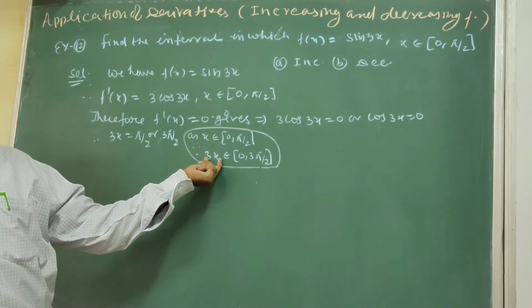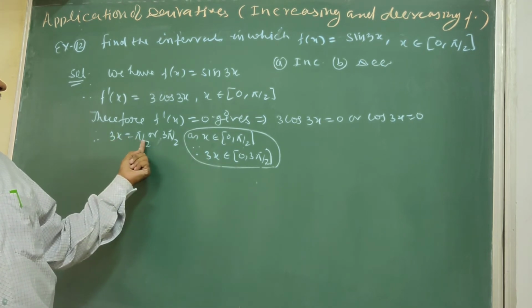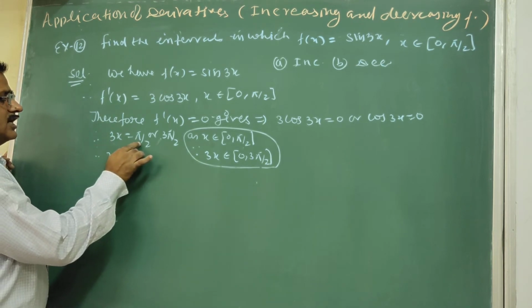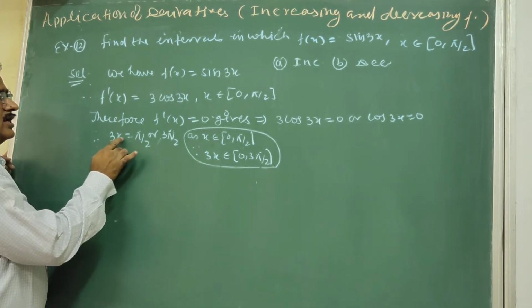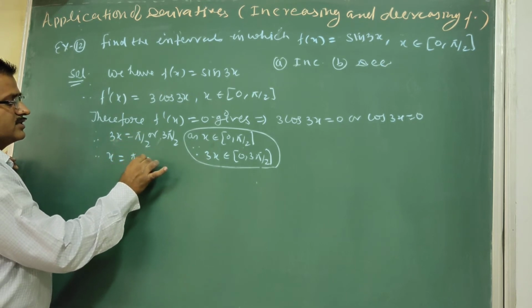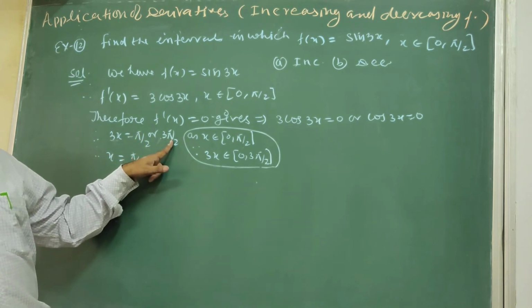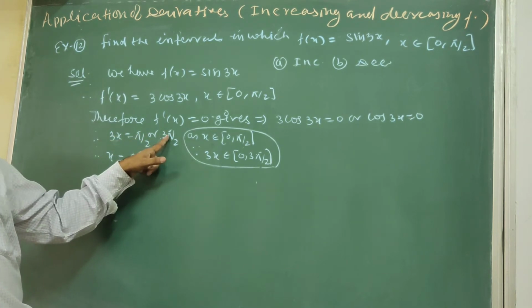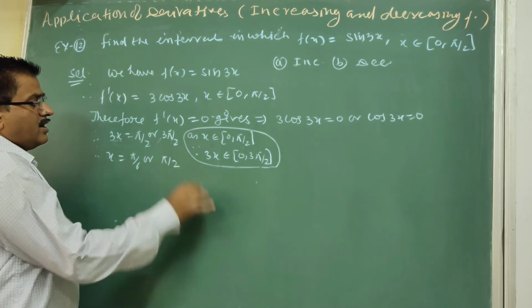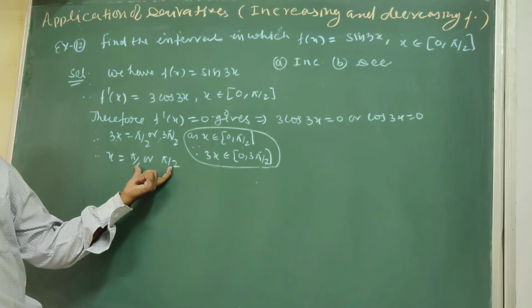If theta is 3x, because our theta is 3x, then cos theta is 0 at pi by 2. So what we get? 3x equal to pi by 2, x equal to pi by 6, or 3x equal to 3 pi by 2. So 3 cancel on both sides. So x equal to pi by 2. So we are getting 2 points in between the given interval.